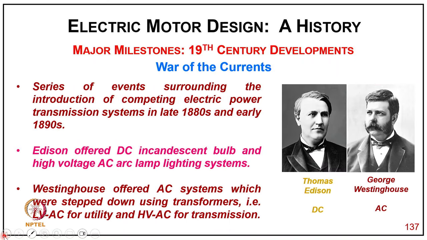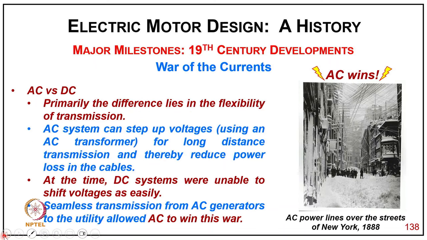And of course, then we have the war of the currents, DC and AC, which was a series of events surrounding the introduction of competing electric power transmission systems in the late 1880s and early 1890s. Edison offered DC incandescent lamps and a high voltage AC arc lamp system. Westinghouse offered an AC system, which stepped down through transformers to low voltage AC. Finally, led by George Westinghouse, AC won the war of DC versus AC. It was the war of currents, AC versus DC.